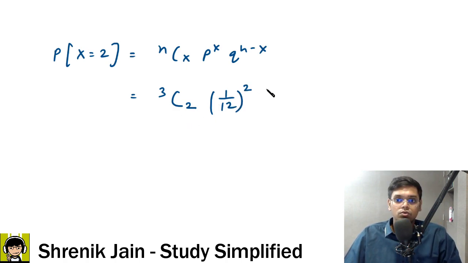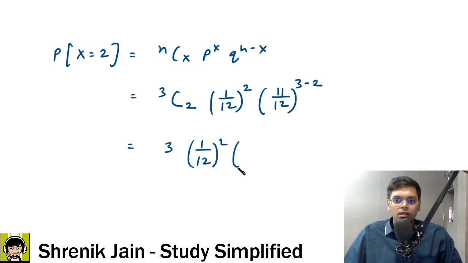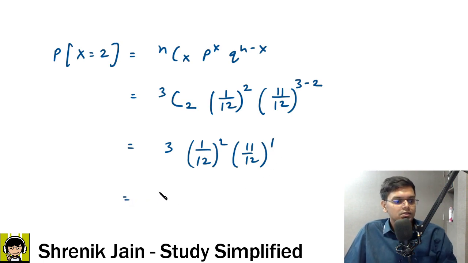Okay, success 2 times. And failure? Sir, the remaining should be failure. Out of 3, if 2 is success, 1 would be the failure, so you can see 3 minus 2. 3C2 is 3C1, which is just 3, and then 1 upon 12 the whole square, and then 11 by 12 the whole power 1. Okay, tell me guys, what is the answer? It is 0.019. Everyone getting this as the answer?